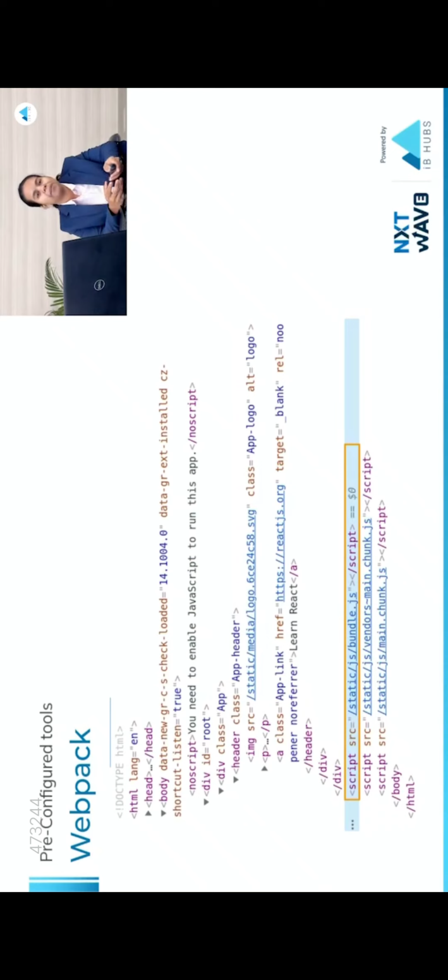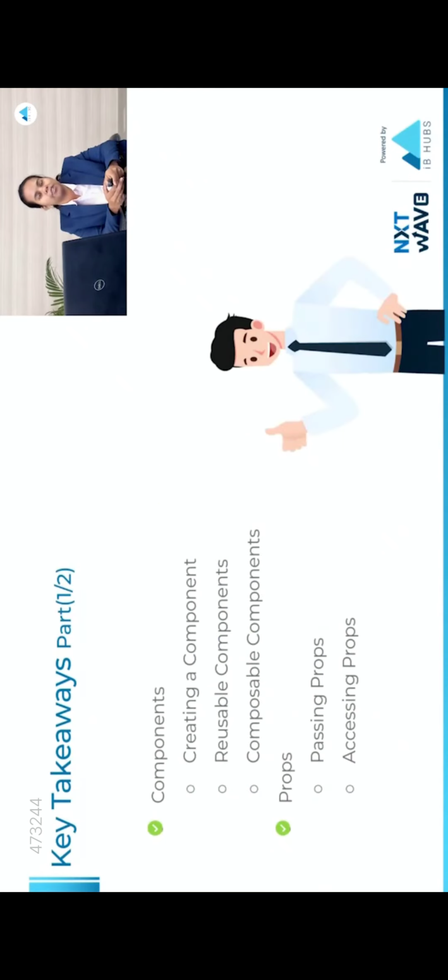This is the end of today's session. Now let me summarize what we understood. Firstly, we understood about components. A component is nothing but a JavaScript function which returns a JSX element. We understood how to create a component. Then we saw its properties. Firstly, reusability: components are reusable. Another is that we can make use of a component in another, that is, components are composable.